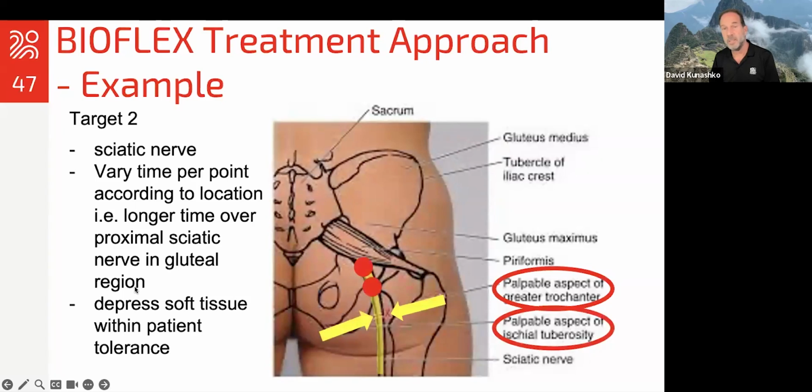Okay, and make sure you know how to locate it. Find the gluteal fold, halfway up. Should be no problems finding that.